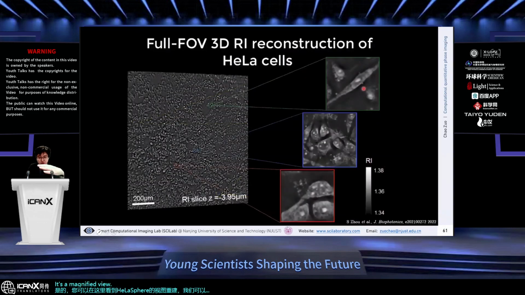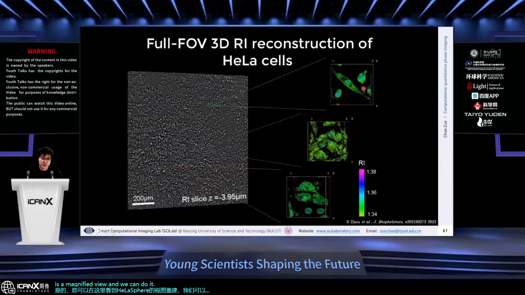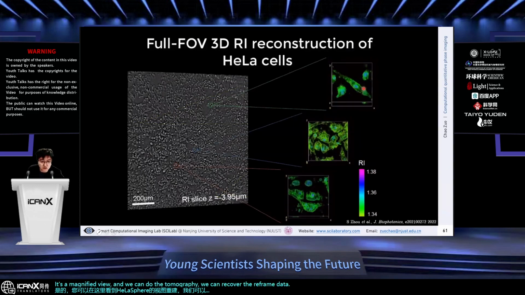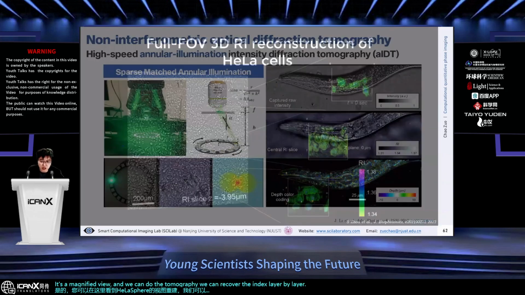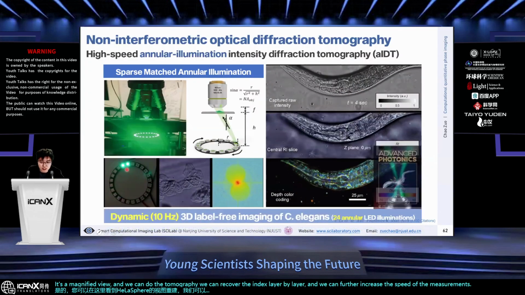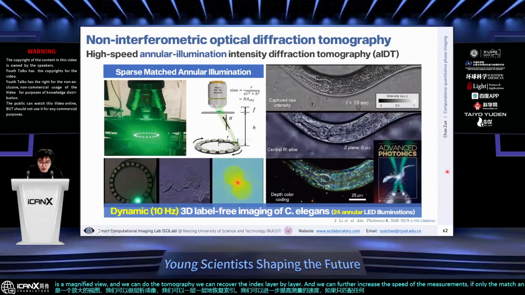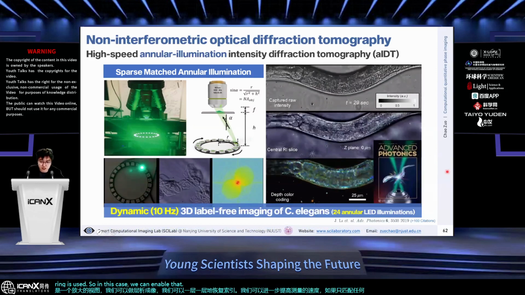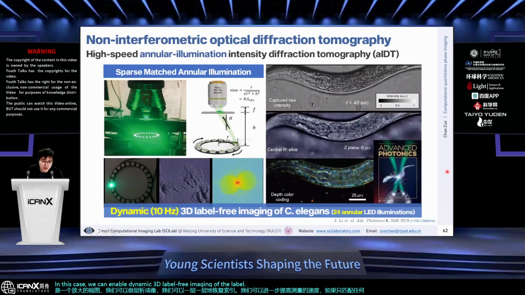We can do the tomography and recover the refractive index layer by layer, and we can further increase the speed of the measurements if only the matched annular ring is used. So in this case, we can enable dynamic 3D label-free imaging of the living C. elegans at 10 Hz.